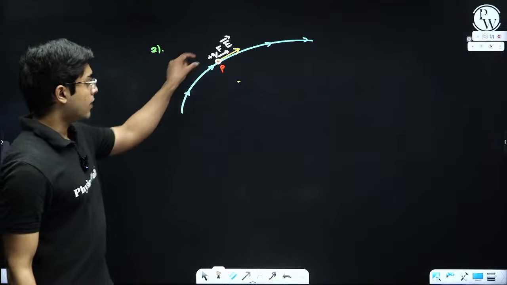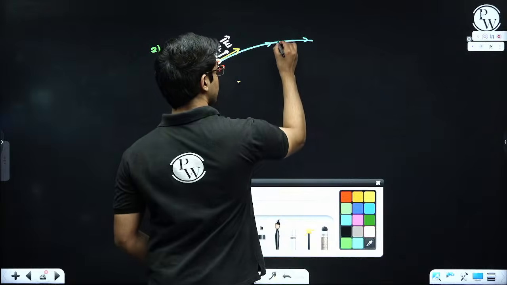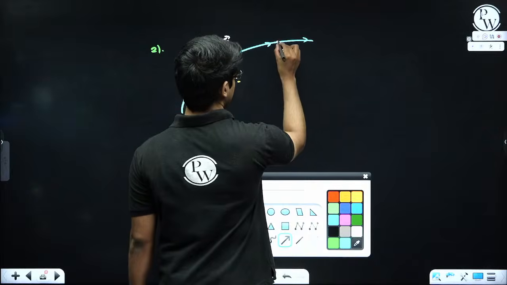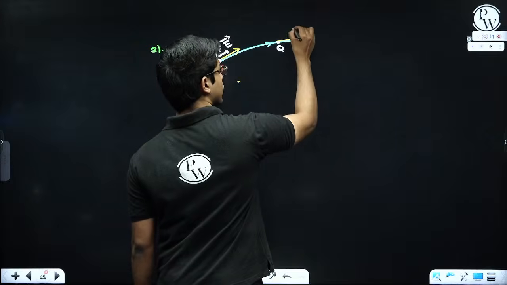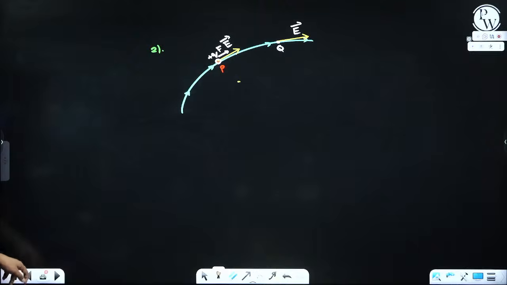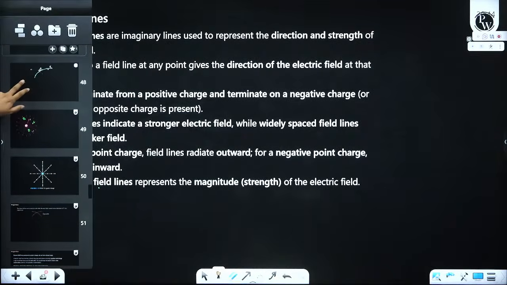So if you have some curved field line like this and you need the field at some point, then all you have to do is draw a tangent at that point. The tangent will give the direction of the field. So that is the second point. Now the third point is, field lines originate from a positive charge and terminate on a negative charge, or at infinity if no opposite charge is present. So this we already saw earlier.